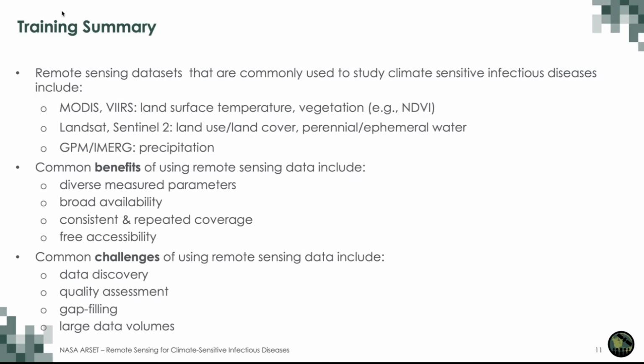Two, the common benefits of using remote sensing data include, but are not limited to, being able to have a diversified menu of parameters that are derived from satellite measurements, the broad availability of these data sets, consistent and repeat coverage of the data, and then also free accessibility, especially of NASA data. We also have learned that there are a number of common challenges regarding use of remote sensing data, and these include, but are not limited to, data discovery, quality assessment, gap filling, and large data volumes.